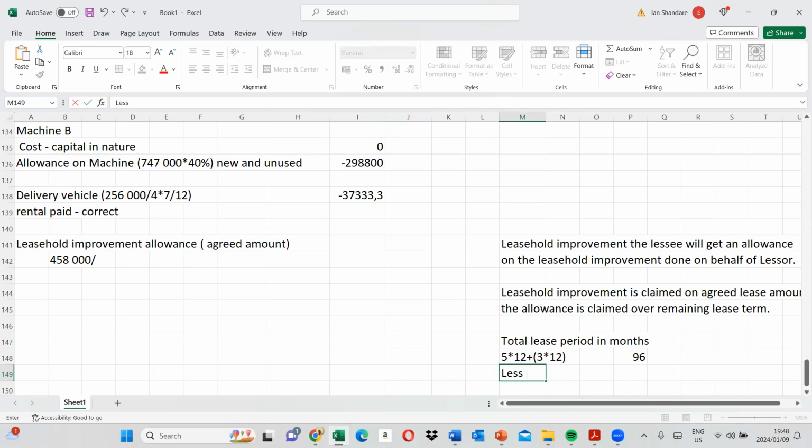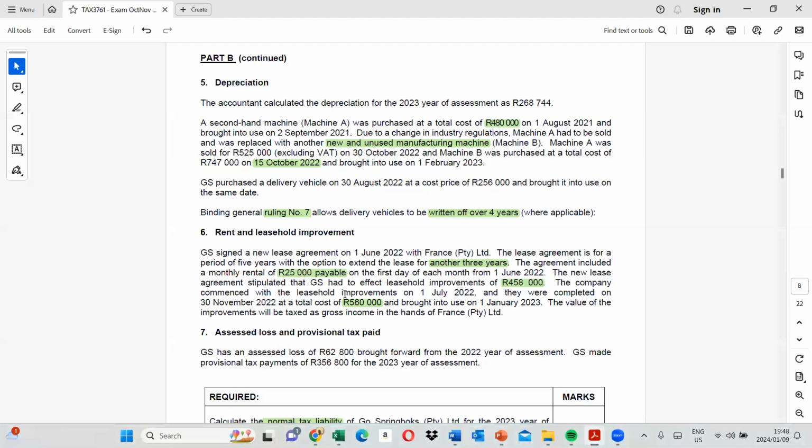So total lease period. So in this case, we have 5 years times 12 plus 3 times 12. All right. So in this case, we have 5 times 12 plus 3 times 12. Right, so it will take us to 96. Less used period. Remember, we said we use the remaining period. So in this case, up until completion date, how many months have lapsed? The completion is on 30 November. So what is the remaining period of the lease? So from June, remember, they entered in the lease on 1st of June. So we have June, July, August, September, October, November. So it's 6 months, right? I believe you guys can see that.